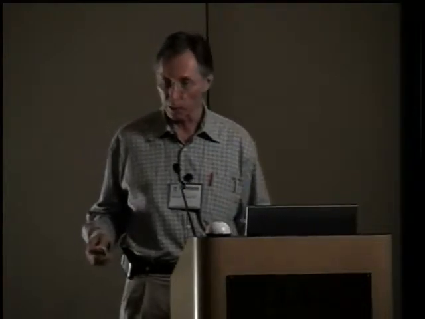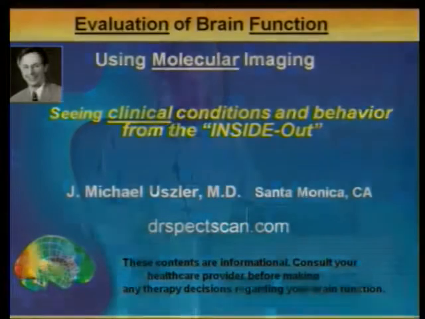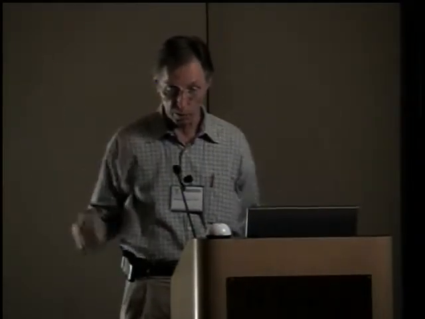So I entitled this looking at clinical conditions and behavior from the inside out, because particularly in the world of autism, the diagnosis of autism is made based upon the behavior patterns that are observed. And that's a good way to do that. And now, in this day and age, we also have technology that we can look right inside the brain and see what's going on in there. So it seems to make sense, to me at least, to combine looking at the behavior as well as what regions of the brain are actually doing.